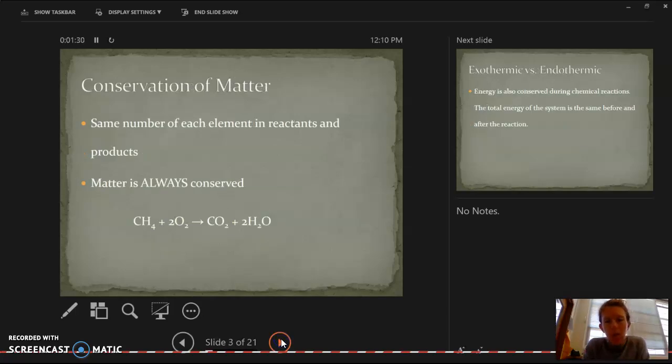One thing we have to remember with chemical reactions is the law of conservation of matter that we looked at back in our ecology unit. Remember, matter cannot be created or destroyed but transformed. So with conservation of matter within chemical reactions, we have the same number of each element in the reactants as in the products, and matter is always conserved. If we wanted to count atoms, we would have just one carbon atom as a reactant and in a product. We'd have 4 hydrogens and 4 oxygens, and it's balanced on both sides. Again, that is because matter is conserved during a reaction.